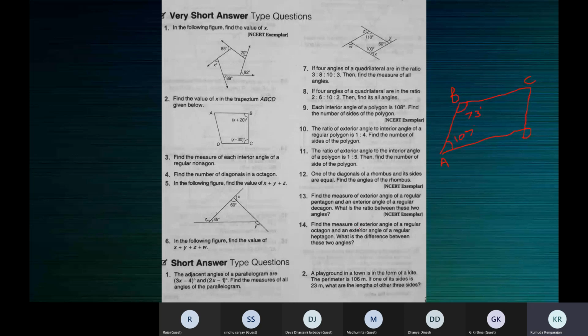Now the question is to find all the angles of the parallelogram. What will be the measure of angle C? 107 degrees, ma'am, because in a parallelogram, opposite angles are equal. And what about angle D? 73 degrees, ma'am. 73, because again, the same reason. Opposite angles are equal.